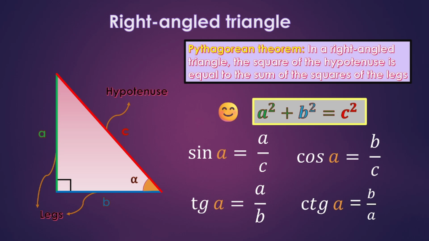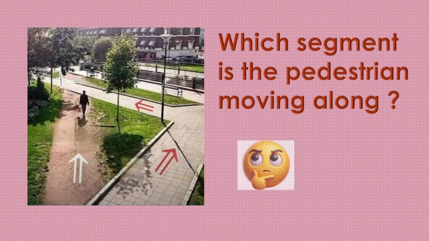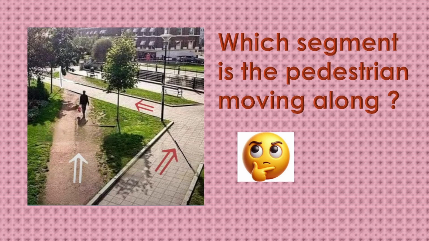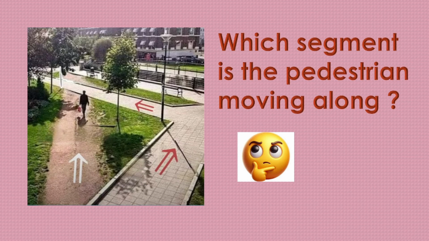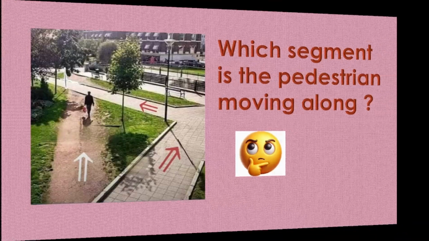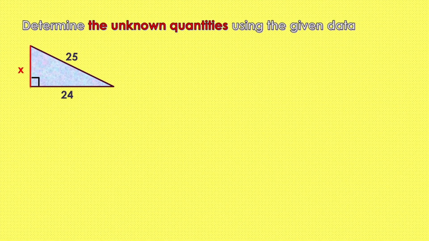A break for logic. What do you think? Along which segment does the pedestrian move? Along the hypotenuse or along the leg? I think you have already guessed that he moves along the hypotenuse. Great, let's go further. Problem 1.